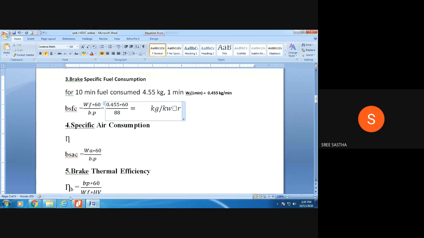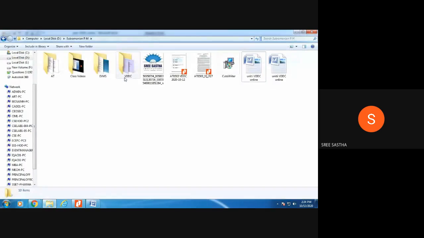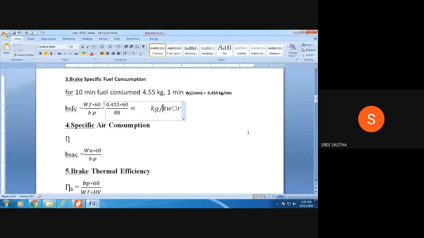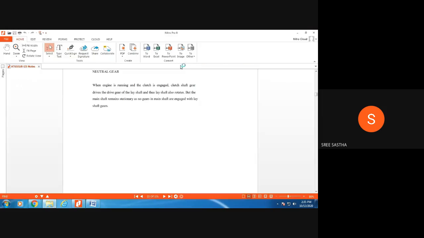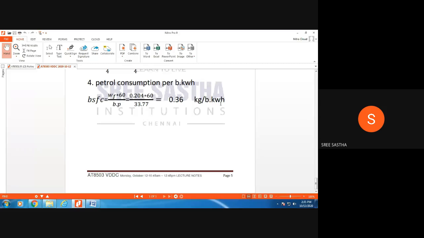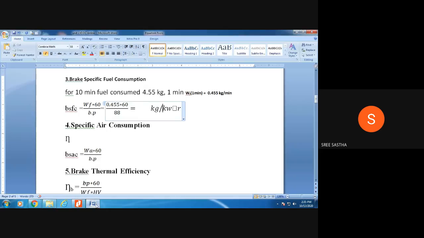Let me clarify here. Yesterday, this is unit 1. Yesterday I said kilogram per kilowatt hour. I have to use the unit with B because I'm using brake power now. So that only I referred to it, so that the correct wording can be given. B stands for brake power. So you find out this answer.